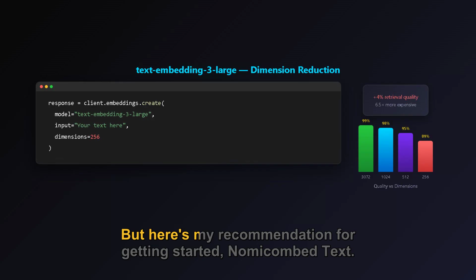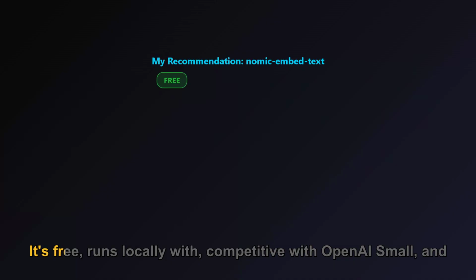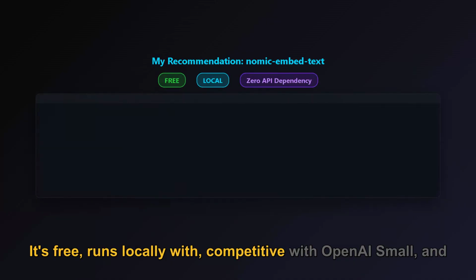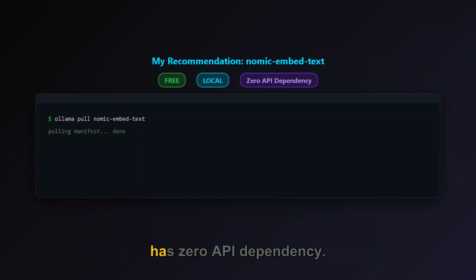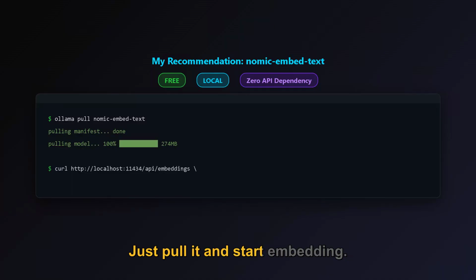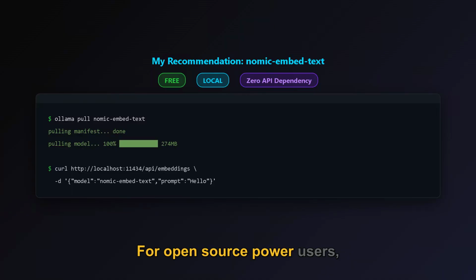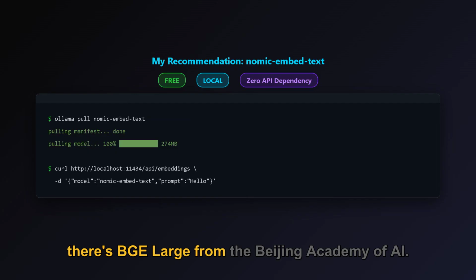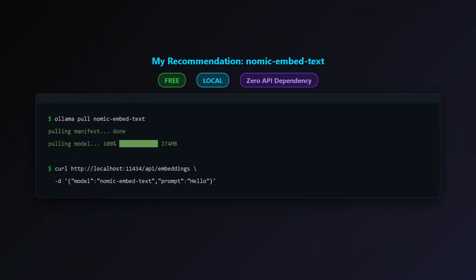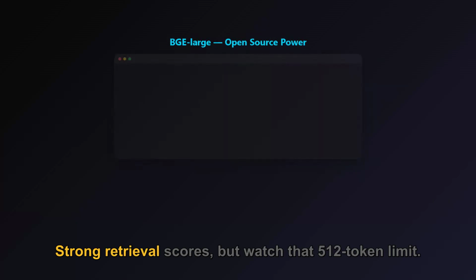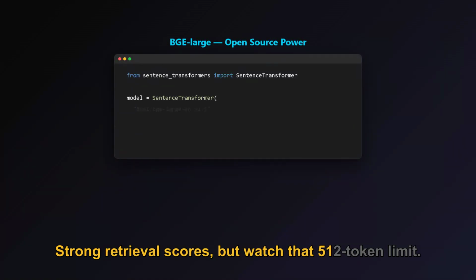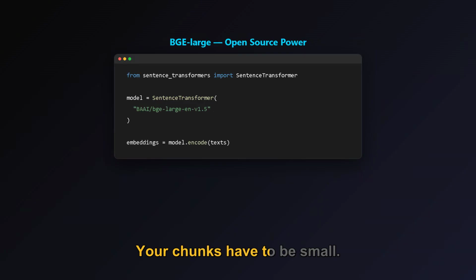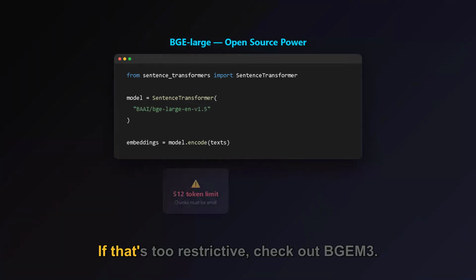But here's my recommendation for getting started, nomic-embed-text. It's free, runs locally, competitive with OpenAI Small, and has zero API dependency. Just pull it and start embedding. For open-source power users, there's BGE Large from the Beijing Academy of AI. Strong retrieval scores, but watch that 512 token limit. Your chunks have to be small. If that's too restrictive, check out BGE M3.